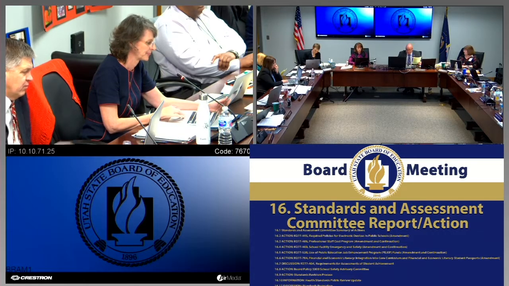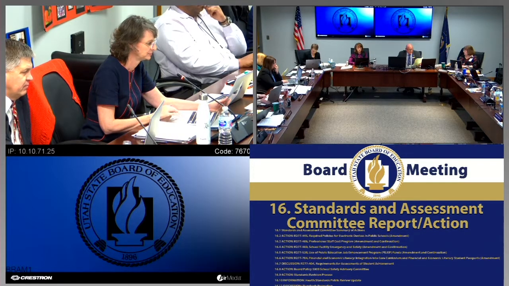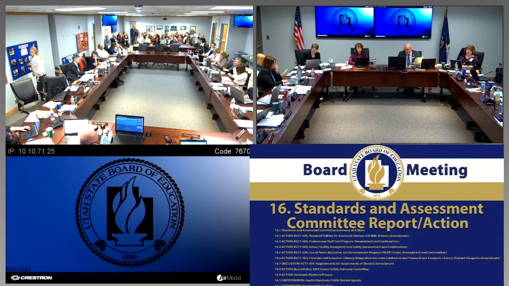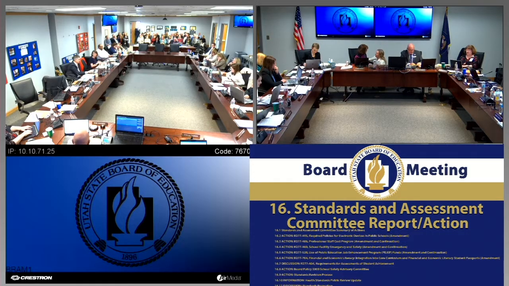Any further discussion to the motion? As amended and continued, R277-486, draft 2 on second and final reading. Seeing none, let's vote. All in favor say aye. Aye. Those opposed? Voting is unanimous.